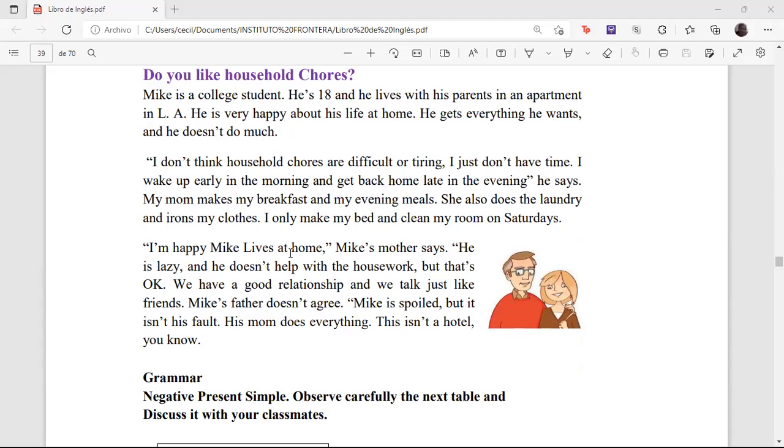Mike lives at home. Mike's mother says, he is lazy. He doesn't help with the homework. But that's okay. We have a good relationship and we talk just like friends. Mike's father doesn't agree. Mike is spoiled, but it isn't his fault. His mom does everything. This isn't a hotel, you know.